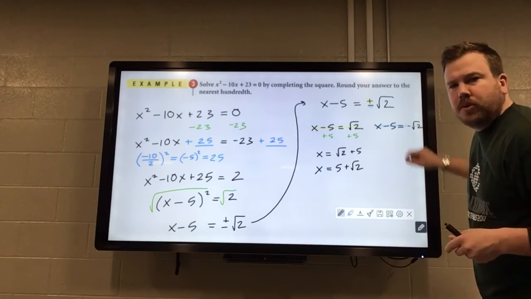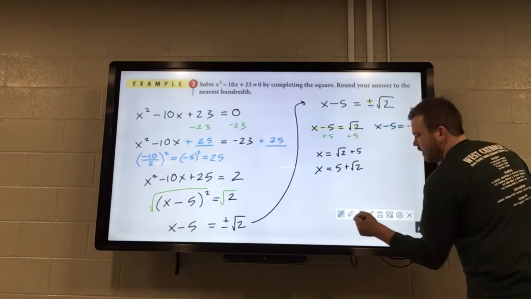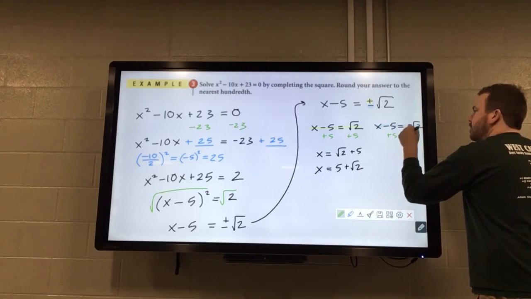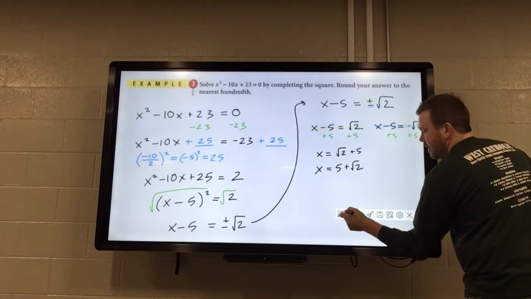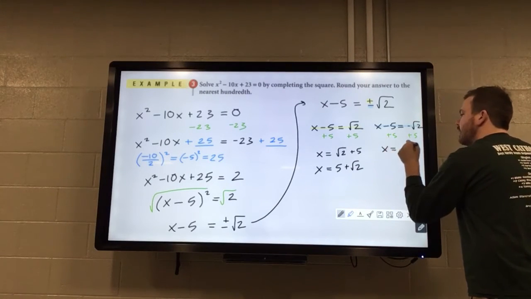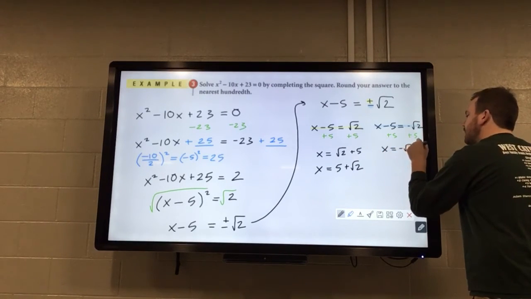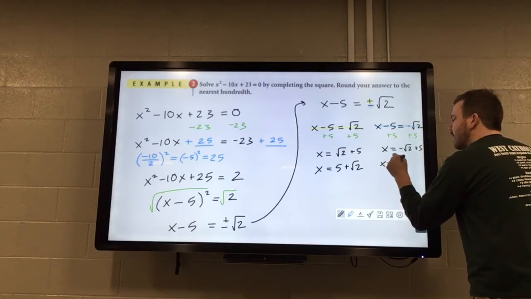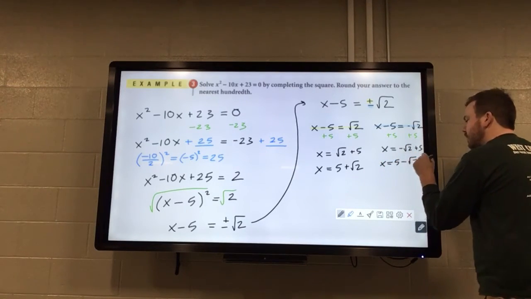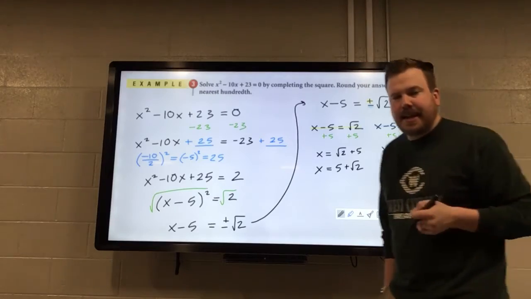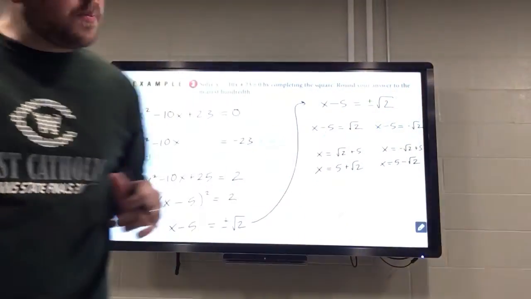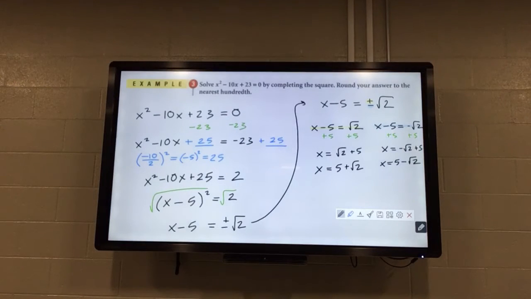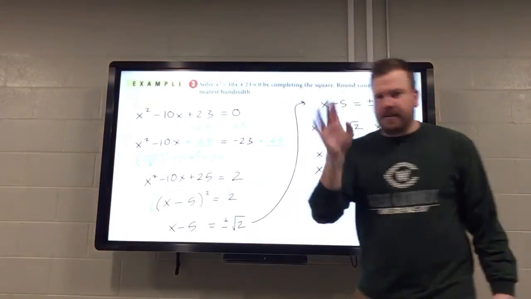Let's go ahead and solve the blue side now. So again, I'm going to add 5 to both sides, leaving me with x is equal to, in this case, the negative square root of 2 plus 5, or as we like to rewrite it, 5 minus square root of 2. Again, that is the other exact answer. We can do a decimal approximation, but it's just that, an approximation. If I ask you for the exact answer, there's the exact answer. Now, let's find that decimal approximation just to make it a little more clear to us.